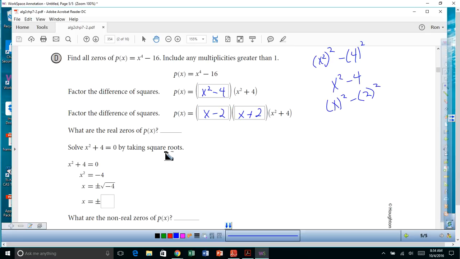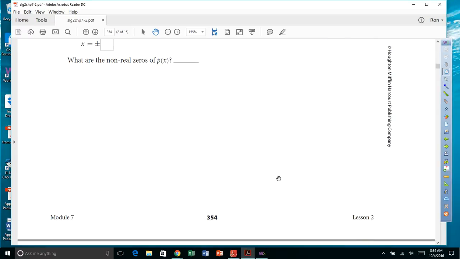So what are the real zeros? We're going to have negative 2 and 2. Solve x squared plus 4 by taking square roots. So we subtract 4 from both sides, take the square root, and that's going to give you 2i. So we have negative 2i and we have positive 2i. Good deal.